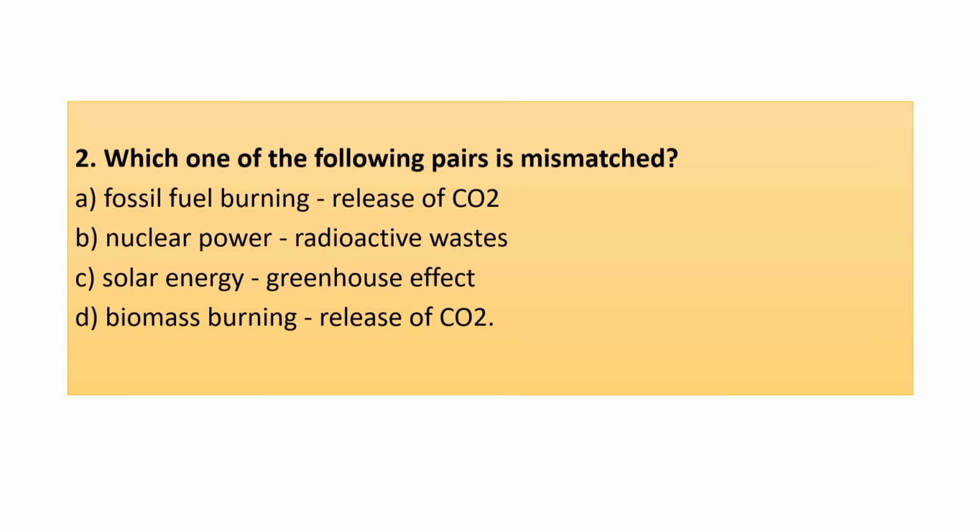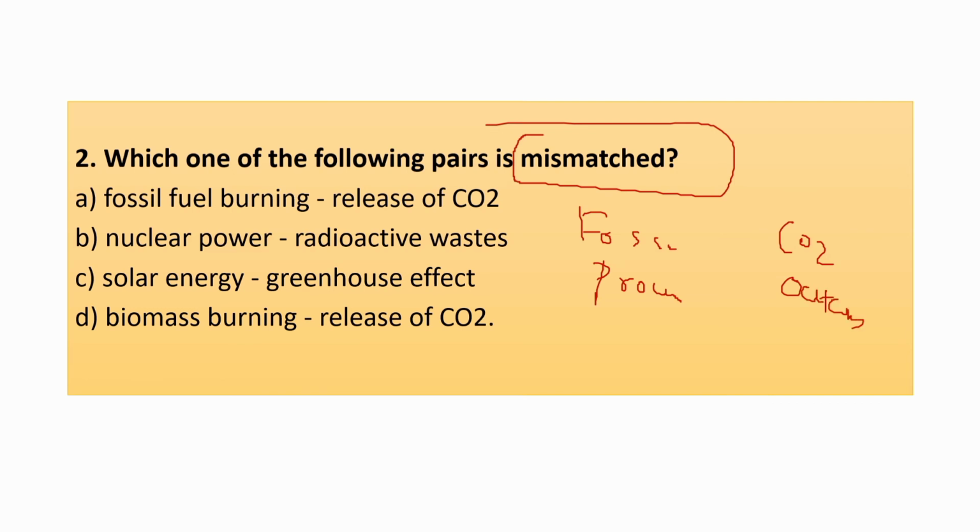Okay, now let's look into another question relating to this topic. The question is asking which of the pairs is mismatched. So when such a question comes, you must first find out the relation between these pairs. In the first option itself, we can find a relation: fossil fuel burning and release of CO2. So it is a process and its outcome is CO2. It is a correct option.